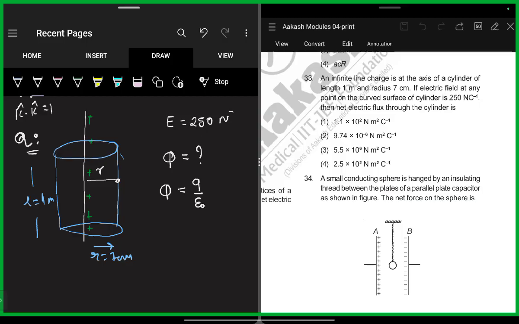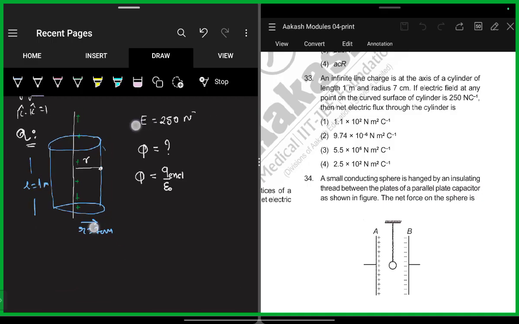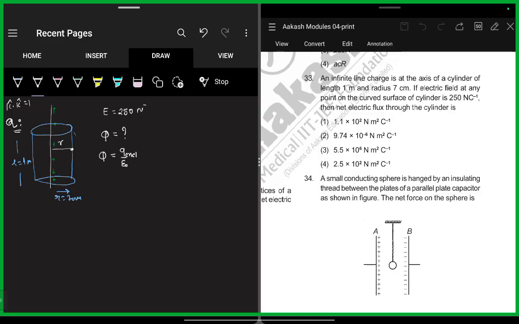Q enclosed by epsilon naught, okay, not just Q. So here we need to find this enclosed charge. So how are we going to do it? This is a line charge, right? So let's say lambda is equal to Q upon length. Let's say this 1 meter length consists of Q charge, okay? So that will be lambda. Yes or no? Yes. First of all, due to the cylinder, or you can say for the infinitely long wire.